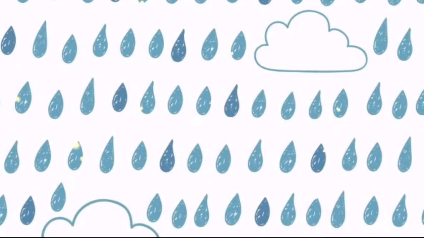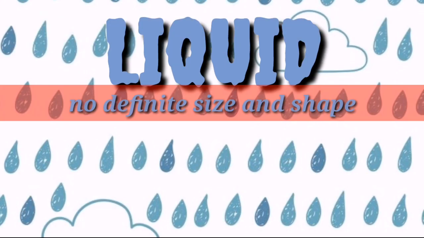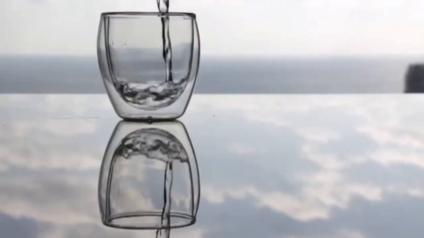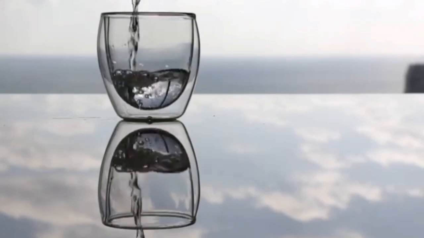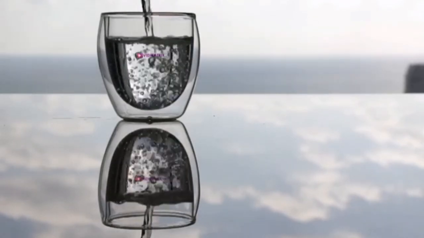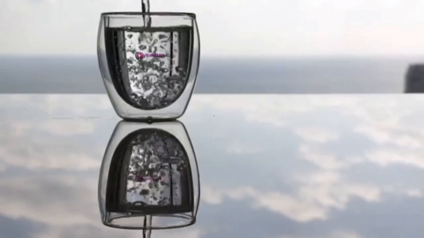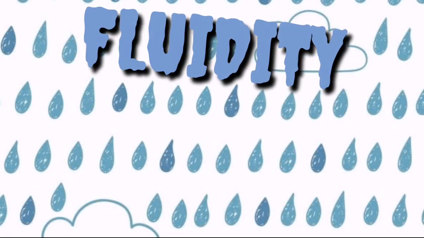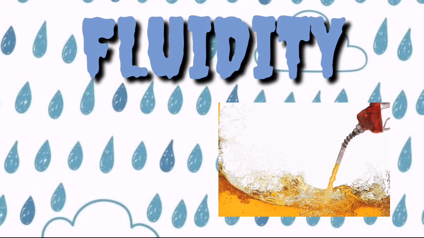Unlike solids, liquids have no definite size and shape. They take the shape of their containers. Liquids can easily flow from one container to another. Water is an example of a liquid. The ability of a material to flow easily is called fluidity.